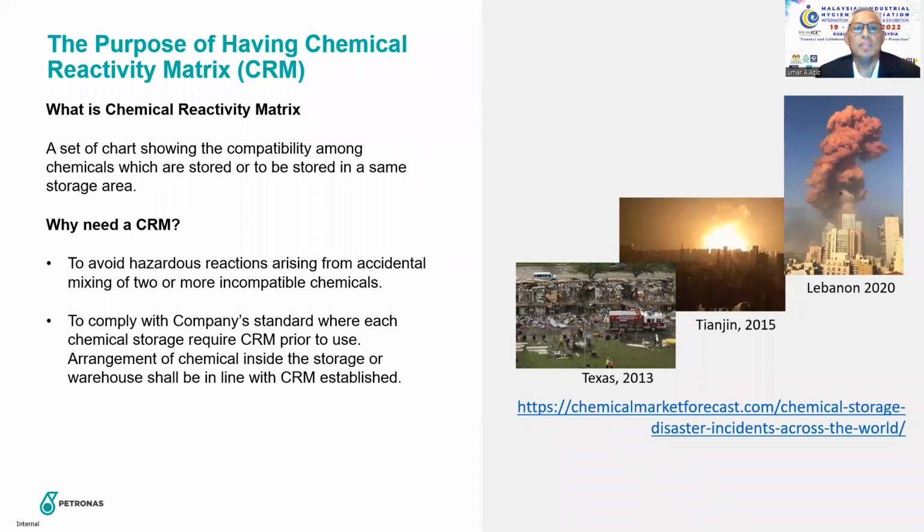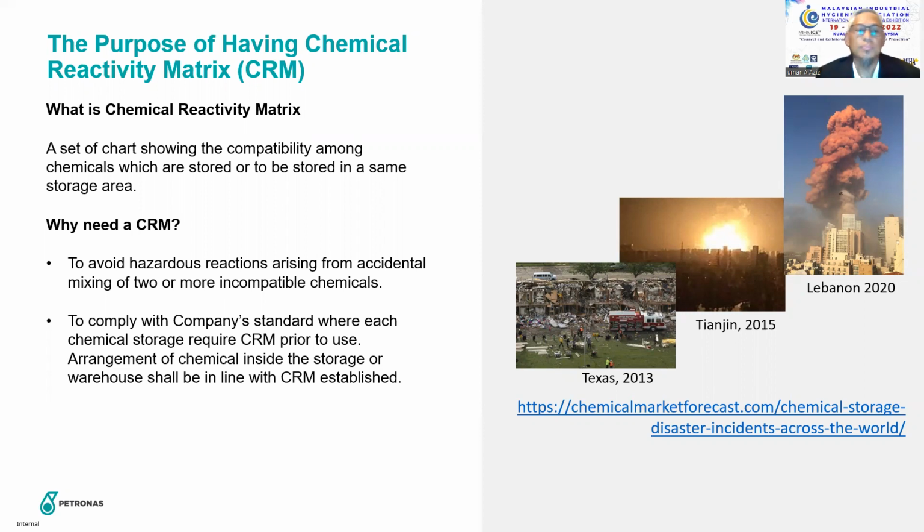So what is the chemical reactivity matrix anyway? Actually, it is a set of charts showing the compatibility among chemicals which will be stored or are being stored in the same area or same location.